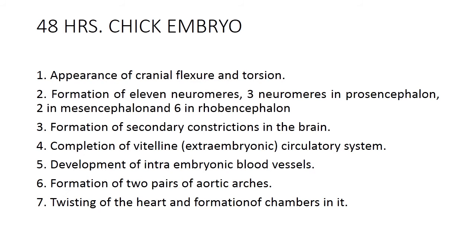48 hours chick embryo: appearance of cranial flexion and torsion, formation of 11 neuromeres, 3 neuromeres in prosencephalon, 2 in mesencephalon and 6 in rhombencephalon. Formation of secondary constriction in the brain, completion of the vitelline circulatory system, which is the extra-embryonic circulatory system. The blood islands are formed that join together to form the extra-embryonic or vitelline circulatory system. Development of intra-embryonic blood vessels starts at 48 hours chick embryo. Formation of 2 pairs of aortic arches, twisting of the heart and formation of chambers.